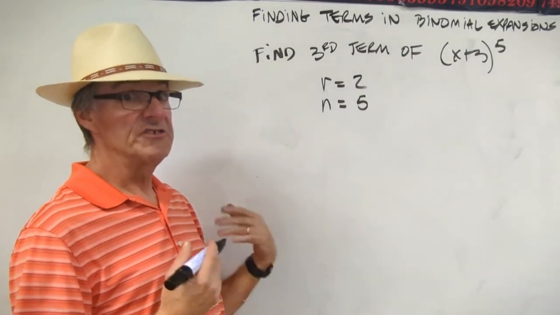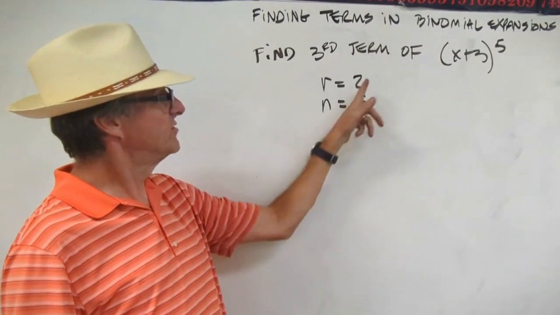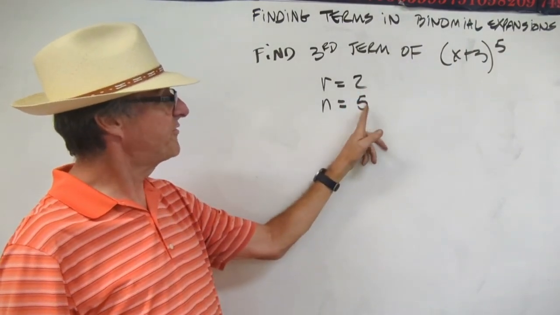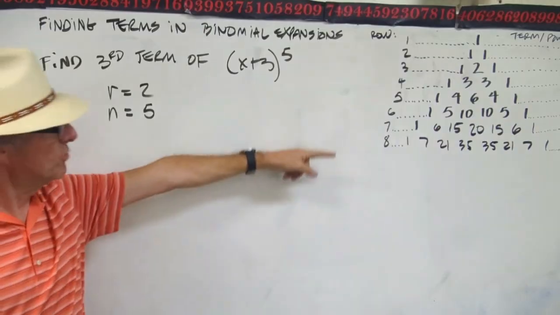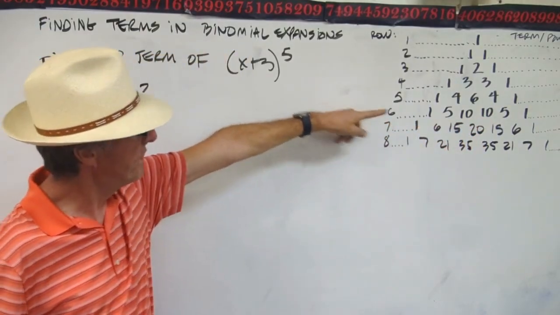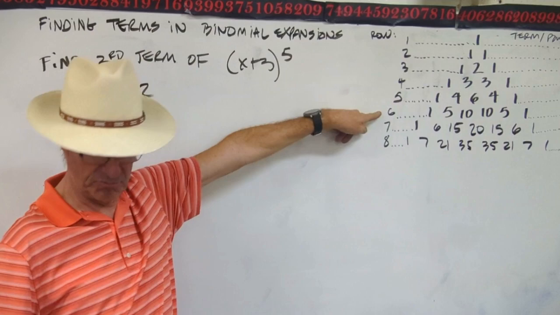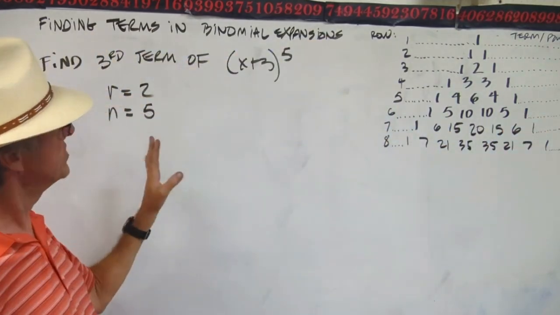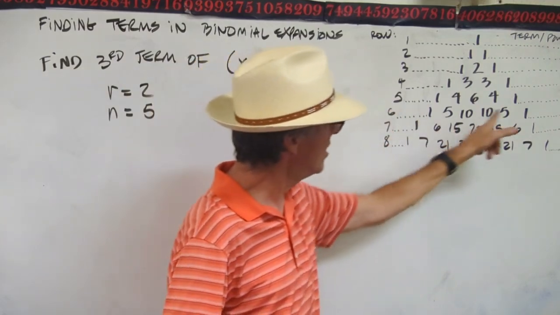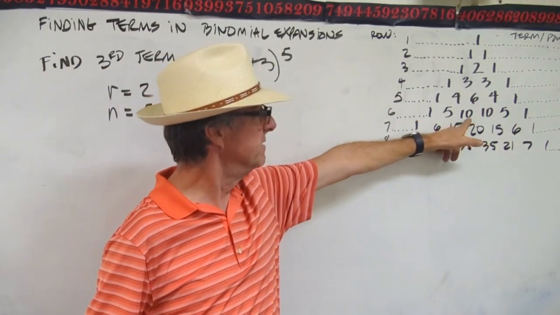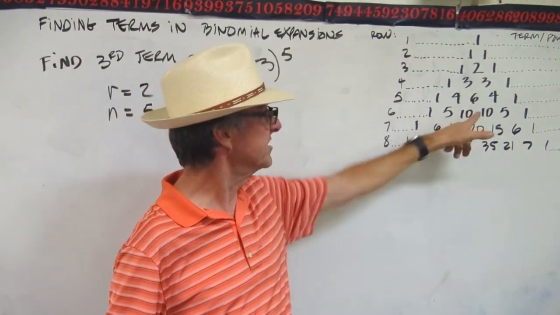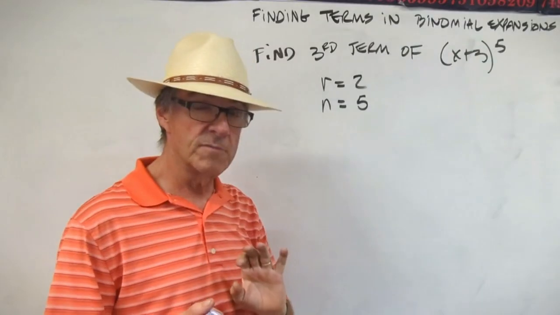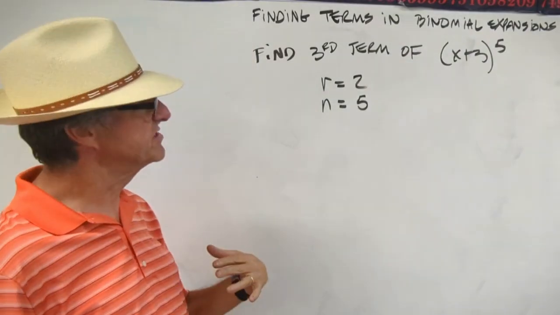Okay, so r is just the term number minus 1, so our r is 2, and our n is 5 because that's the power. And so we're on the sixth row of the table, which corresponds to the fifth power. So our coefficient, the first part of our formula, is going to come from that row. It's got to be 10, because that's the third term in the sixth row. However, we're going to use our formula to do that, which is indeed the next step.